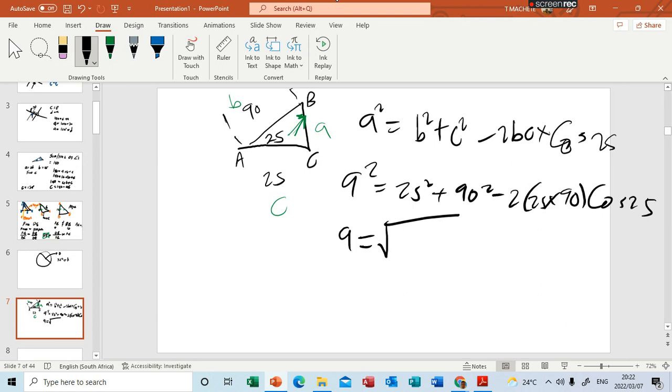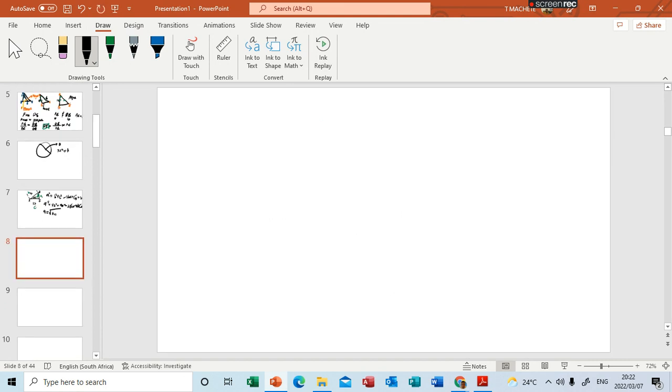Do you guys understand it? That's your cosine rule there. Whatever answer is here, you're gonna square root it. You punch this on the calculator. It's a straightforward question. Any other question?